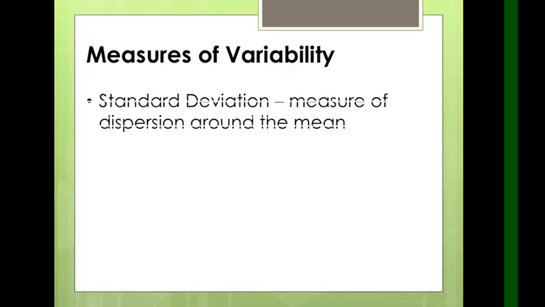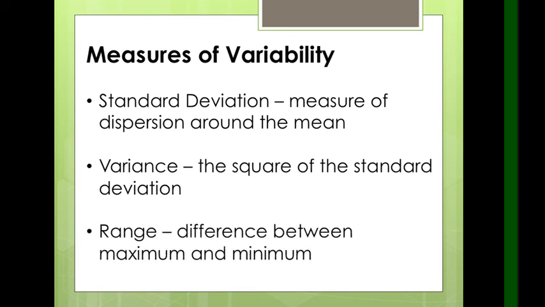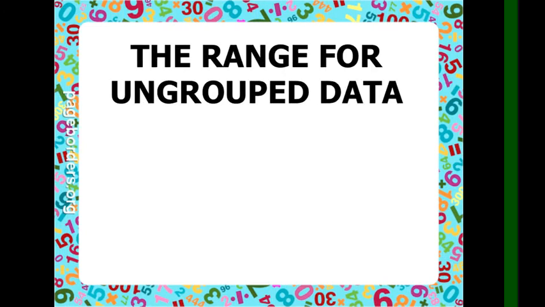The measure of variability has these three types or three kinds. We have the standard deviation, which measures the dispersion around the mean, the variance, the square of the standard deviation. Range is the difference between maximum and minimum. Also, we have the average deviation and the quartile deviation that we are going to tackle throughout this PowerPoint presentation. Now, let's start our discussion with the range for the ungrouped data.